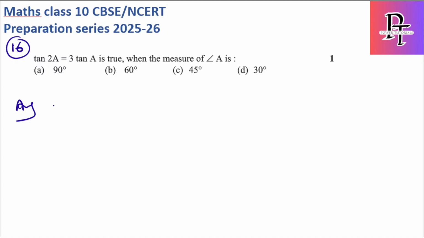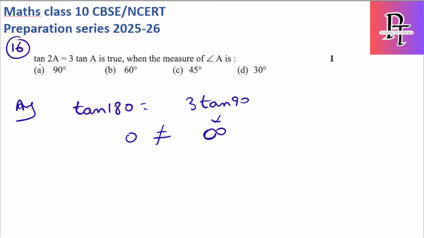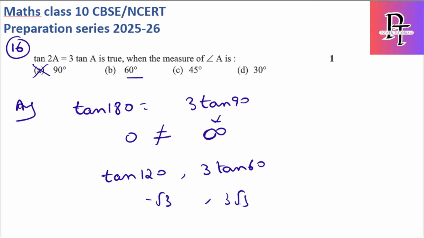Okay, so for this question I suggest you follow the option elimination method, then you can easily solve this. So let's check option A, 90 degrees. Tan 180, is it 3 tan a or not? We'll check. Tan 90 is infinite, so 3 into infinite is infinite. Tan 180 is tan 0, which is 0, so 0 cannot be infinite, so 90 is wrong. What about 60? Tan 60 into 2 is tan 120, and here we have 3 into tan 60. Tan 120 is tan of 90 plus 30, which is minus cot 30. Cot 30 is root 3, so this becomes minus root 3, whereas 3 tan 60 becomes 3 root 3, so this is also wrong. What about 45? Tan 45 is 1, 2 into 45 is 90, tan 90 is infinite, so this also is wrong, so the only option is D.